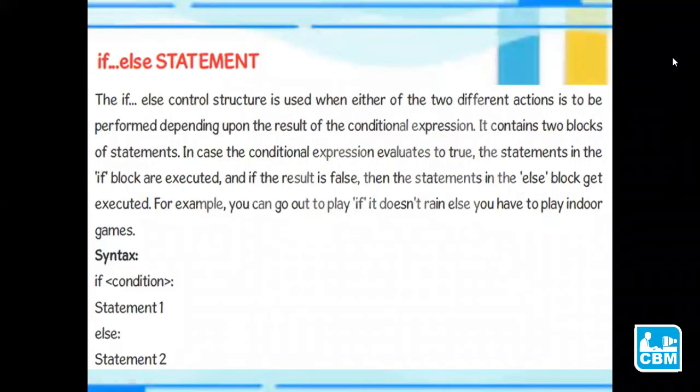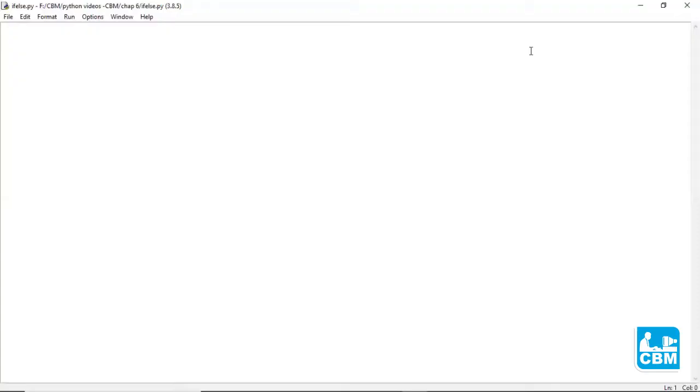The if-else statement is used when either of the two different actions is to be performed depending on which condition is satisfied. A block of statements is present under the if condition and another set of statements is present under the else condition. If condition is satisfied, then statement 1 is executed, else statement 2 is executed. Let's see how the if-else control structure works by using the if-else statements in the Python program.